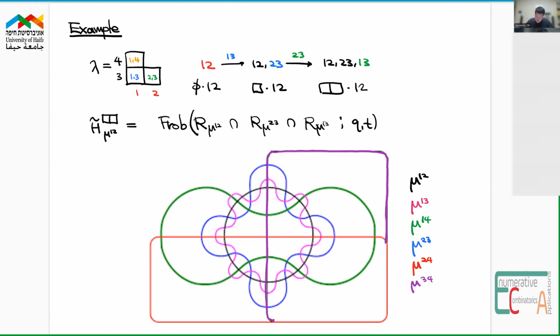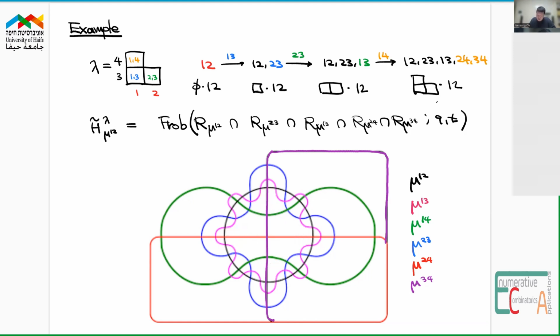So finally, we can say that this one row applied to 1, 2 gives these three lists: 1, 2, 2, 3, and 1, 3. And we conjecture that this new symmetric function indexed by a one row partition is given by the Frobenius characteristic of the intersection of three Garsia-Haiman modules R mu 1, 2, R mu 2, 3, and R mu 1, 3. So pictorially it corresponds to this part.